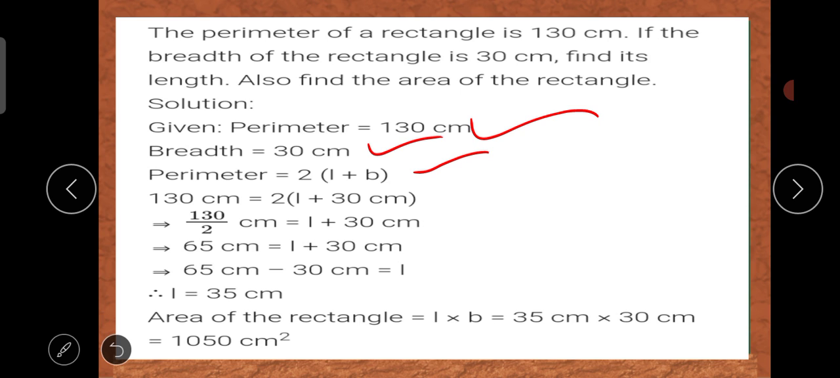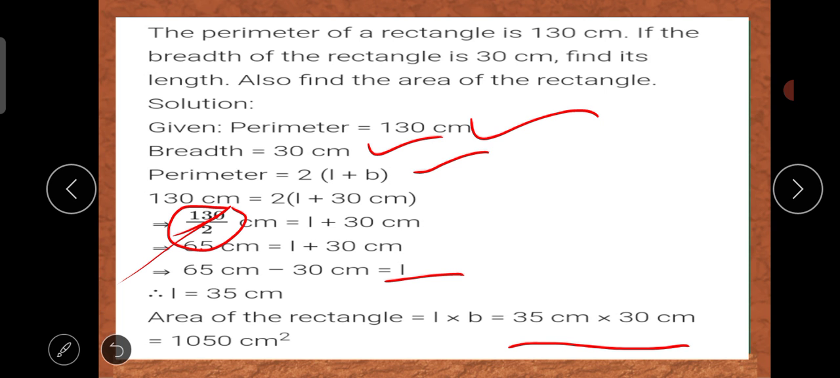Here we will find the length. 130 is divided by 2, we will get L plus 30 centimeter. 65 centimeter we will get when we cancel this. 65 centimeter equals L plus 30 centimeter. So L value we will find by subtracting 65 minus 30 centimeter. So the value of L is 35 centimeter. So the area of the rectangle is L into B, that is 35 centimeter multiplied by 30 centimeter. So the answer is 1050 centimeter square.